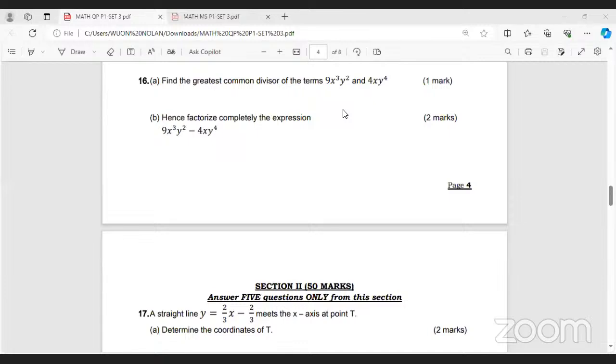In factorizing, we are using the greatest common divisor that we've gotten in 16a above. So when we factor out xy squared, we remain with 9x squared minus 4y squared. I hope you are together up to that point, for anyone who is following.